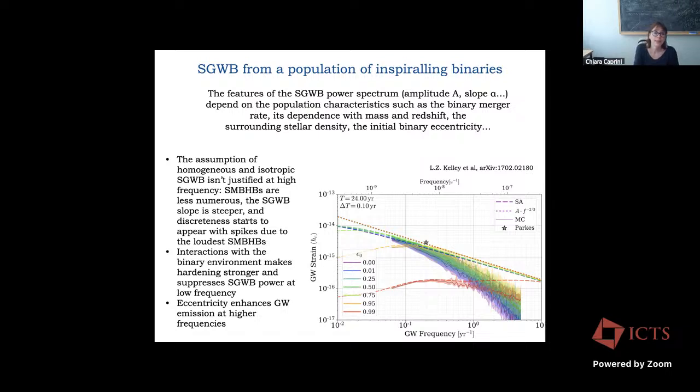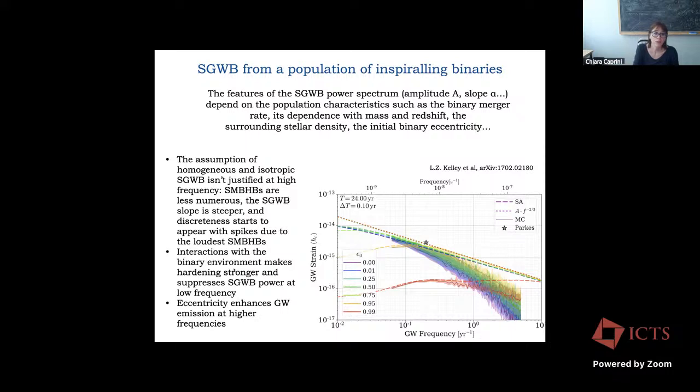So at high frequency, this slope is typically steeper, and we have this discreteness that starts to appear. Okay, the spikes are just the emission from the loudest single source. So we see that the homogeneity and isotropy of the signal starts to break down, and we start to see the effect of the emission by single sources.